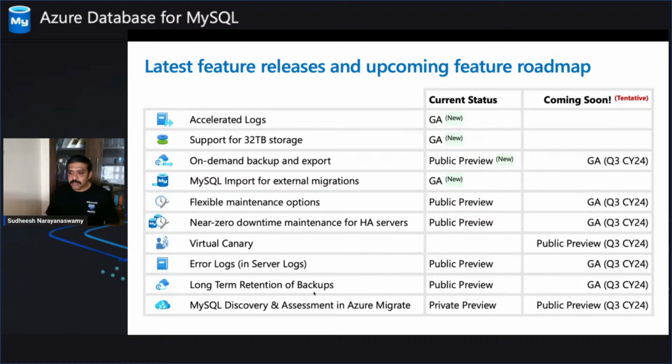Long-term retention of backup, again coming in GA in Q3, is currently in public preview. This feature helps you to have backups beyond 35 days. Up to 35 days, you can configure it in the service itself. This long-term retention of backup is integrated with the Azure Backup Service, which will help you take backups and save them for up to 10 years. Again, this has been a requirement for compliance purposes for certain security certifications, so this feature would help you with that.